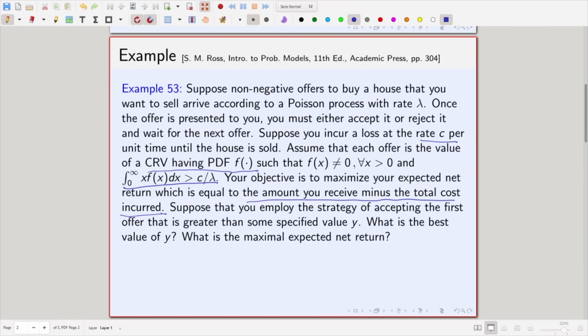So, the questions are: find that value of y, and what is the maximal expected net return for that optimal value of y. Fine. So, the question is clear. Now we will try to solve it.